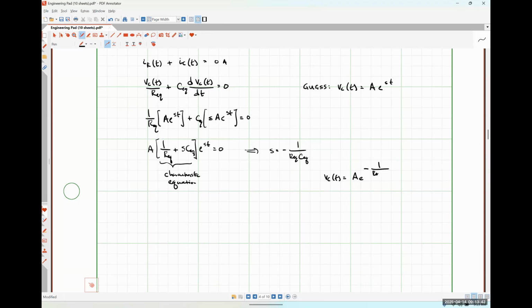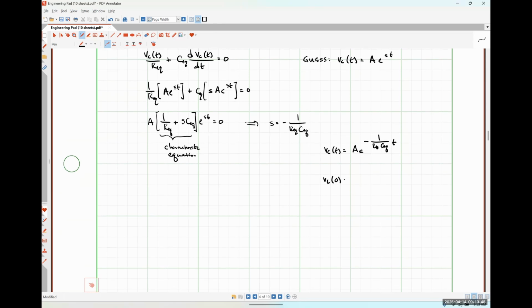That's what I get for doing it quickly. Times time. And then VC at 0 is going to be A e to the 0. And we know that e to the 0 is simply 1, which lets us say generically that VC of t is going to be equal to VC at 0 plus e to the negative t divided by REQ CEQ. And this is valid for t greater than or equal to 0 plus.